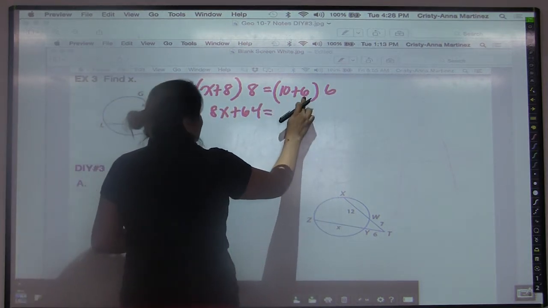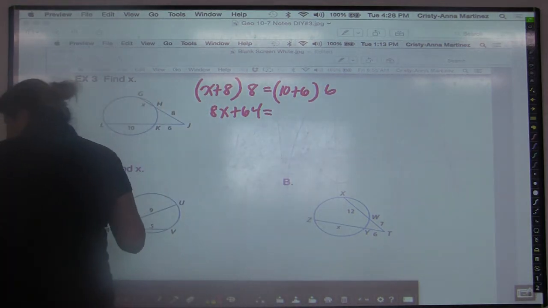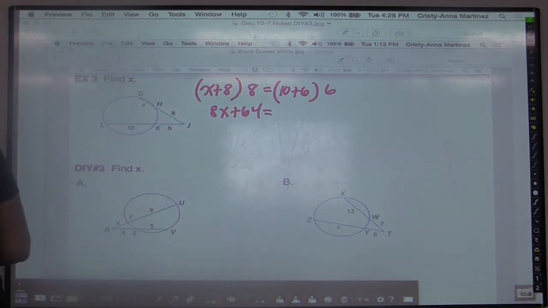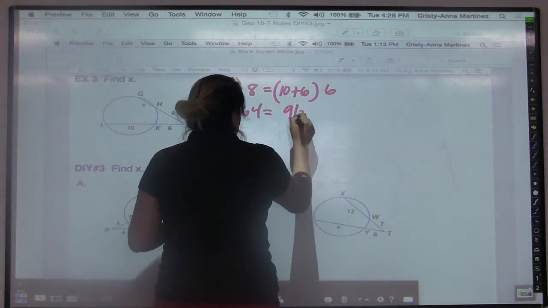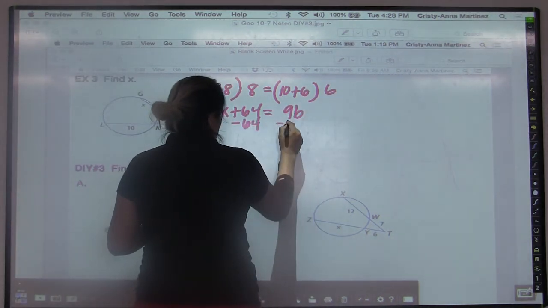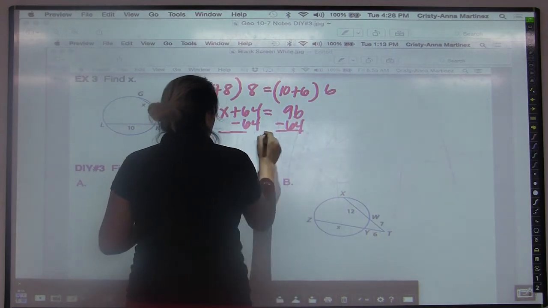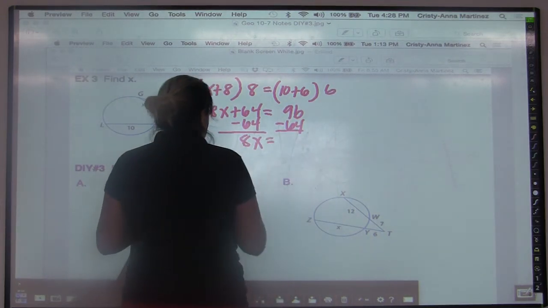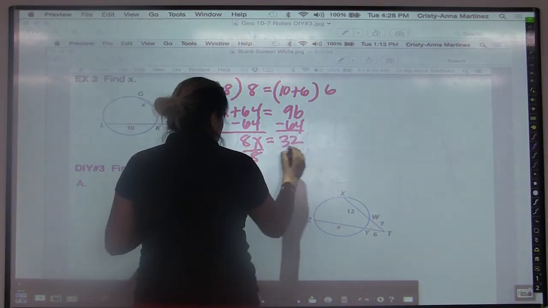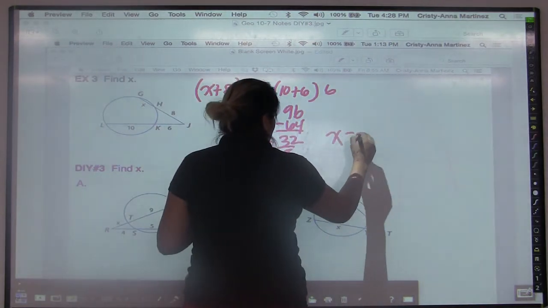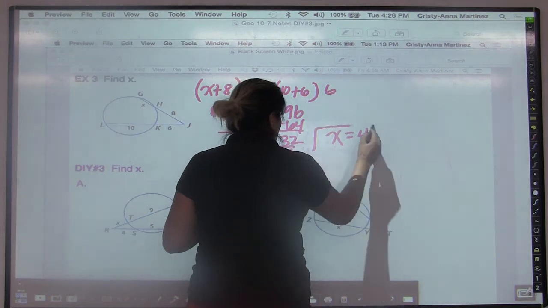Over here we have 10 plus 6, which is 16, and 16 times 6, which is 96. Some simple algebra here. We subtract 64 from both sides. Leaves us with 8x equal to 32. And when you divide both sides by 8, we get that our answer is x equals 4.